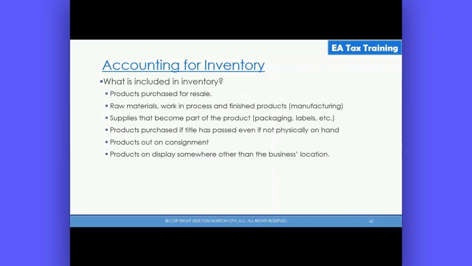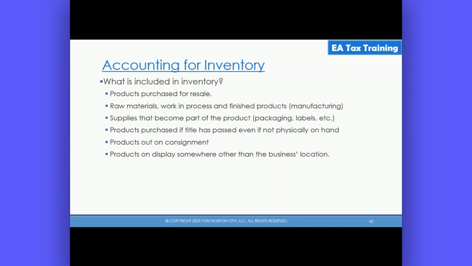So what do we actually include in inventory? So first of all, products that have been purchased for resale, obviously. Secondly, if you're a manufacturer, any raw materials that you've obtained, work in process, and finished products. So work in process just means you've started it. So it's not just raw materials anymore, but the product's not finished. So it's somewhere in between raw materials and finished product. That's called work in process. We include that. And then if you got any finished products that haven't been sold yet, those would be included as well. Also, any supplies that become part of the product, such as packaging, labels, etc.